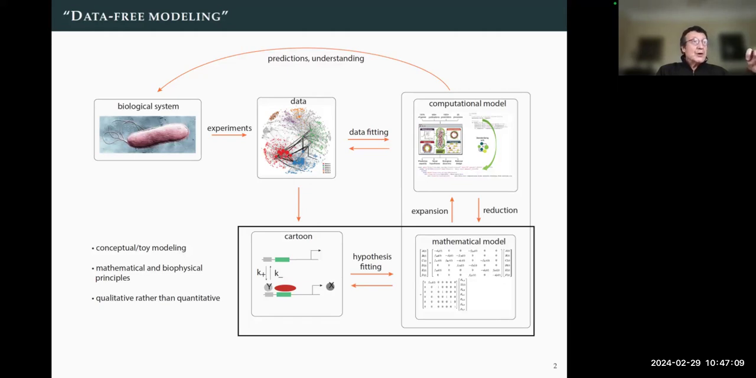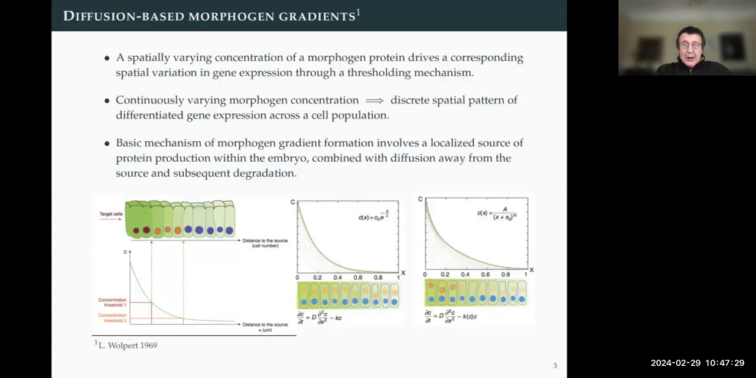When I give a talk and somebody asks me, have you tried to fit your model to data? I'll tell you now, no. That's not what I do. Hopefully people will be interested in some of the work I do and do that. I'll mention some work in my talk, but that's not what I'm about. Okay, so let's now go to some of these conceptual frameworks and cartoons.